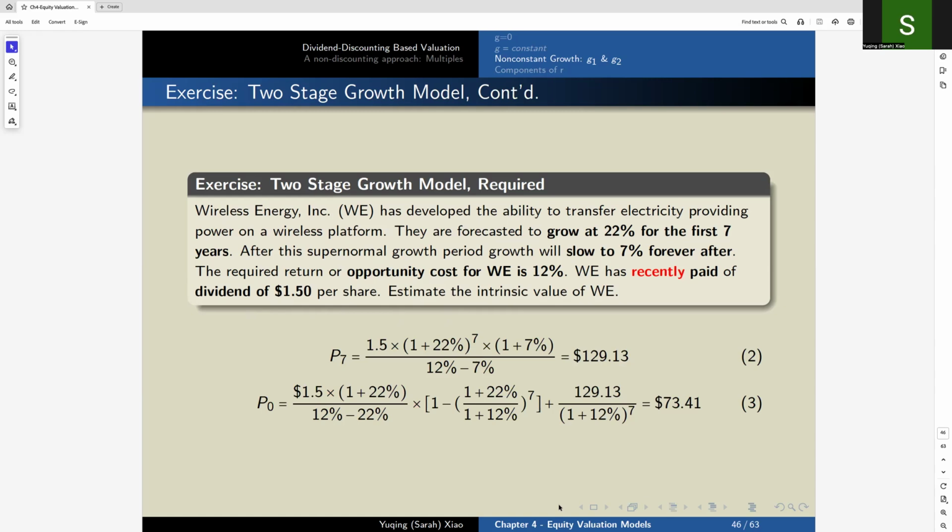Let's walk through the solution. At the end of year 7, the dividend will have grown at 22% each year. So year 7's dividend equals $1.5 times 1.22 raised to the 7th power. That comes out to about $6.04.